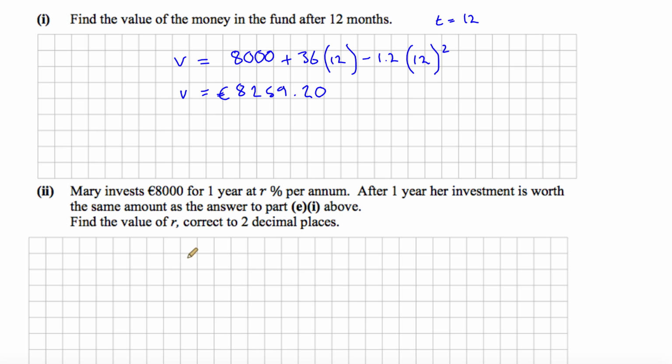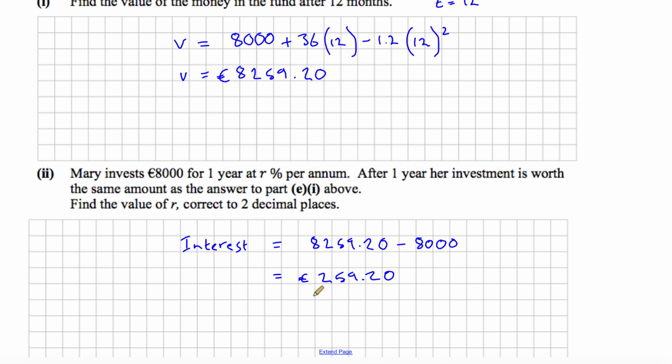Okay, so, well, first of all, what we could do is we could find the interest that was earned in the year. So if it goes from 8 grand to here, the interest will be equal to 8259.20 minus the 8 grand. So that gives us the interest, which is 259.20. That's the interest. So we want to know what's that as a percentage of the original amount?